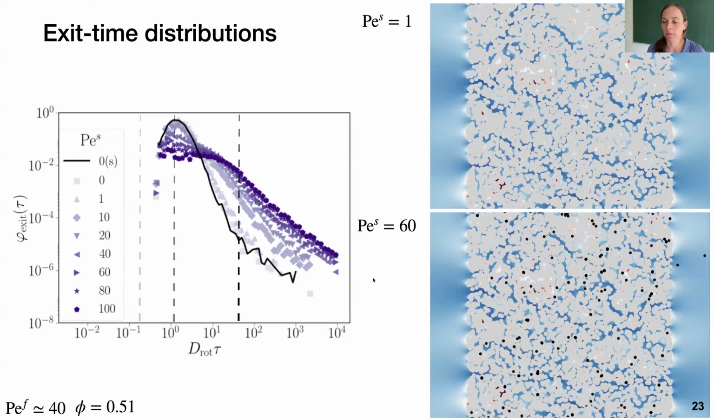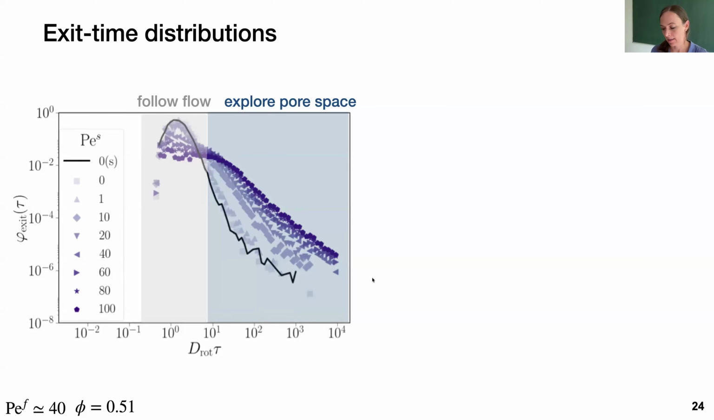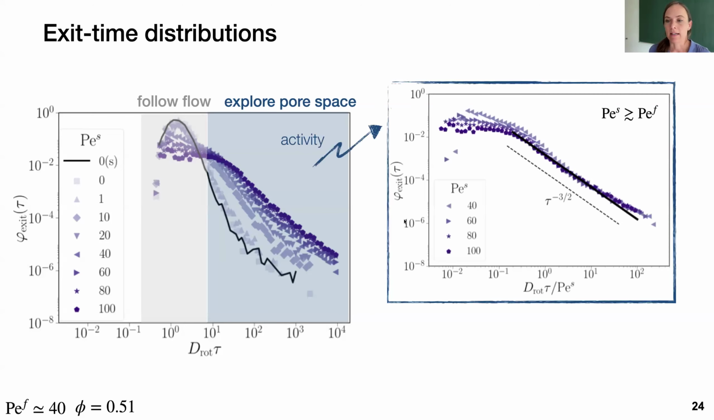Now, the question is, what happens? So let's try to think about it. At short times, it's fair to say that these particles all try to follow the flow, while at longer times, we start to see these tails because active particles tend to explore the pore space beyond the streams that the flows actually provide. And there is actually a nice scaling law we can get out of this.